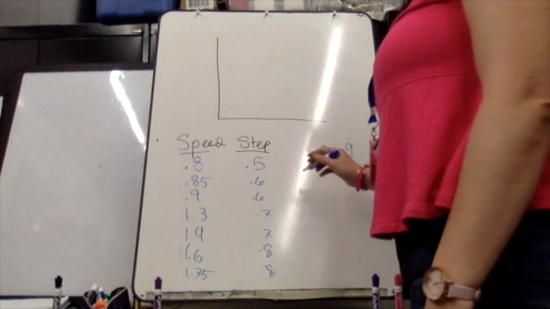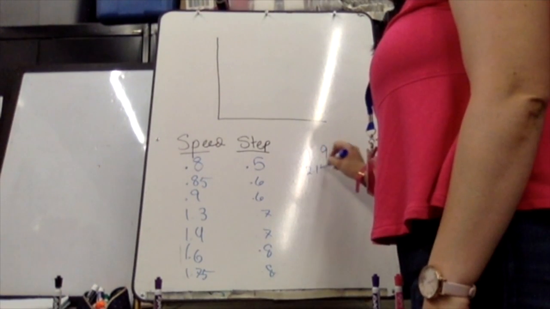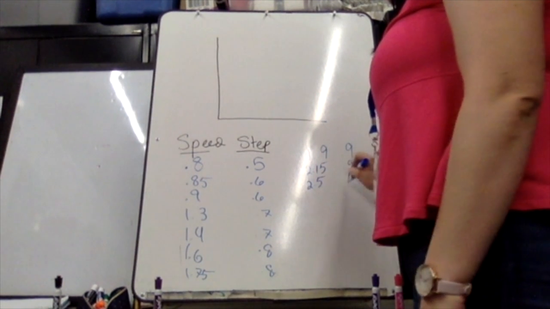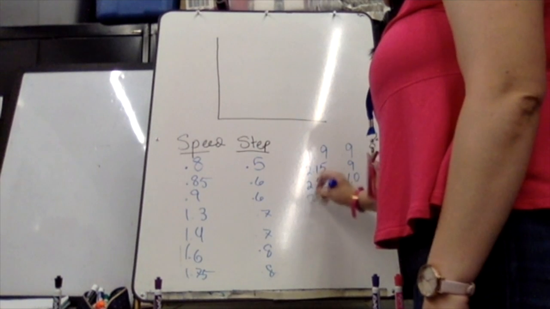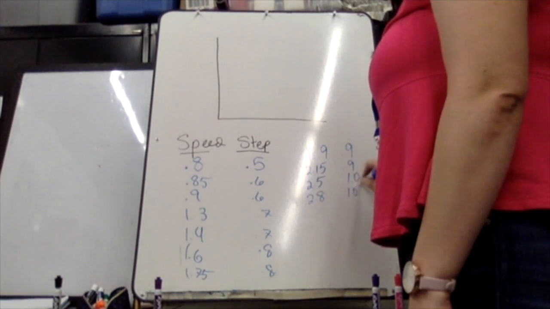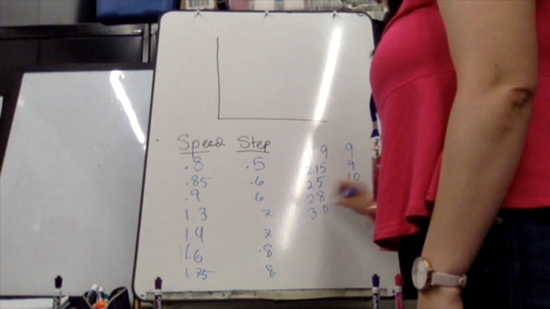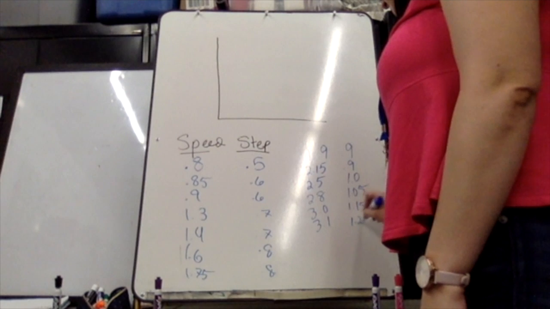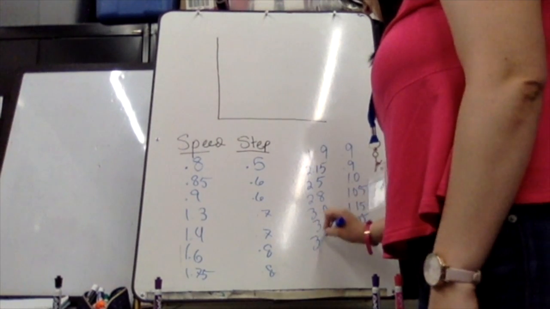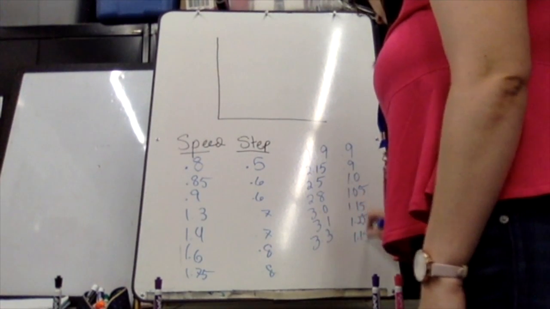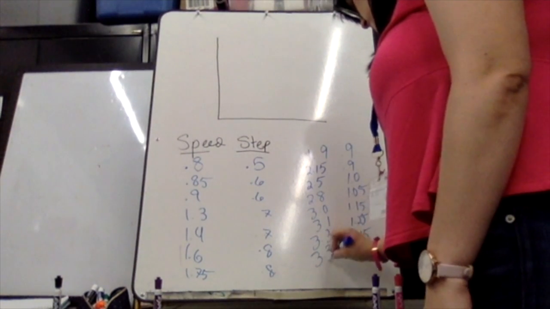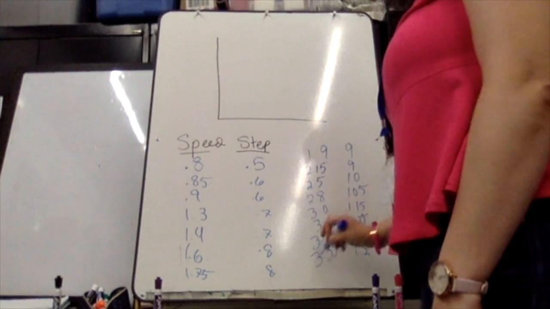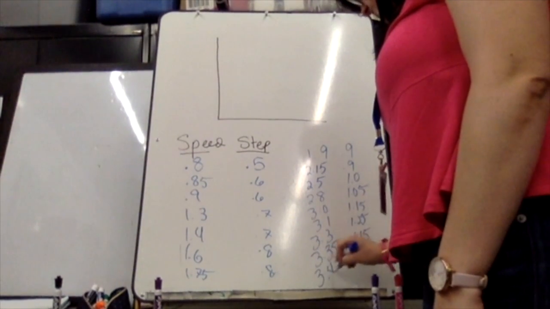Okay, go ahead. 2.15 and 0.9. And 2.5 and 1.0. 2.8 and 1.05. 3.0 and 1.15. 3.1 and 1.25. Why can they not just say 1.25? 3.3 and 1.15. 3.35 and 1.2. 3.4 and 1.2. Is that the last one? Yeah, that's it. Okay, good.